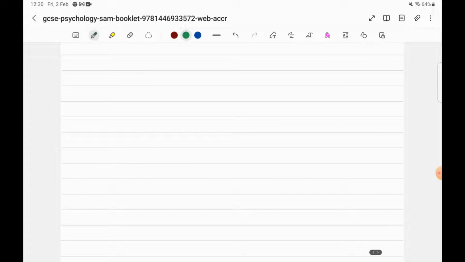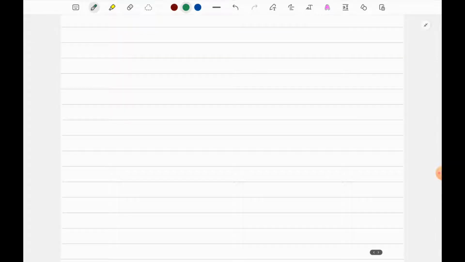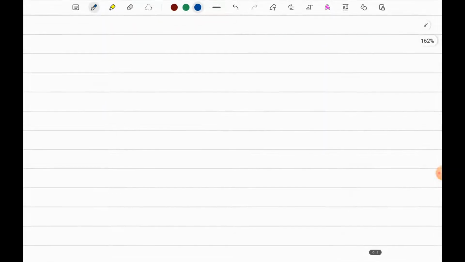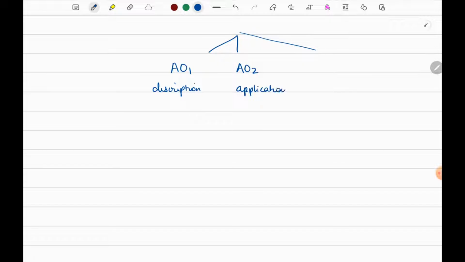Okay, for any 12 marker, you have to answer in terms of three criteria. Assessment objective 1, which is description. Assessment objective 2, which is application. And assessment objective 3, which is evaluation. I will not go into too many details. Like I had mentioned earlier, students want precise videos. So I'm just giving a rough idea of what I mean by this.